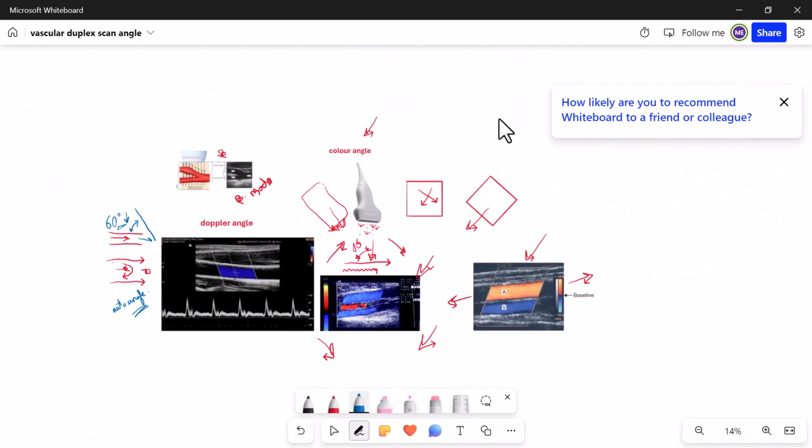So I thought to just share with you what we mean by color angle and what we mean by Doppler angle. And hopefully I have explained it to you with this video.